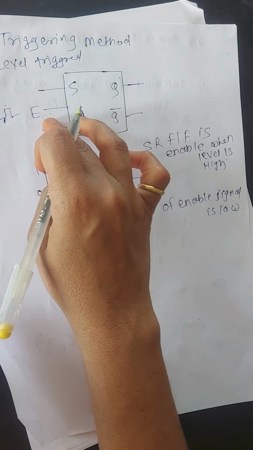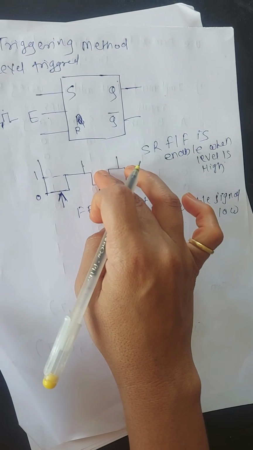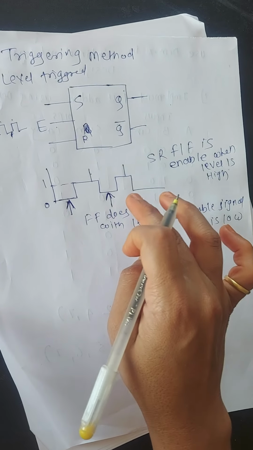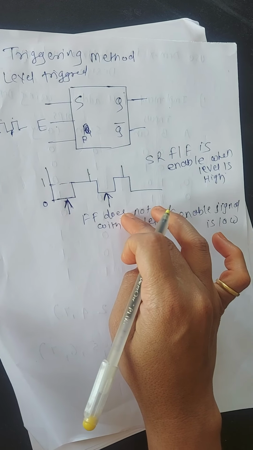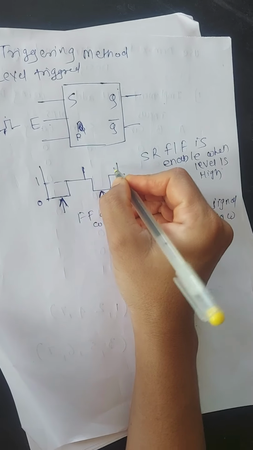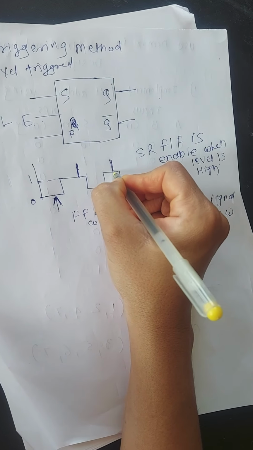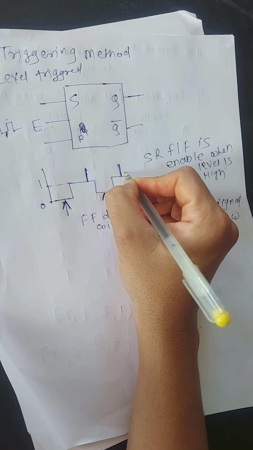And in level triggered there are two types, positive level triggered and negative level triggered. If the output of the flip-flop responds to input change only if the clock input is high, that level is called a positive level.